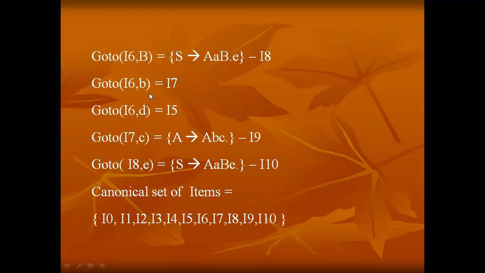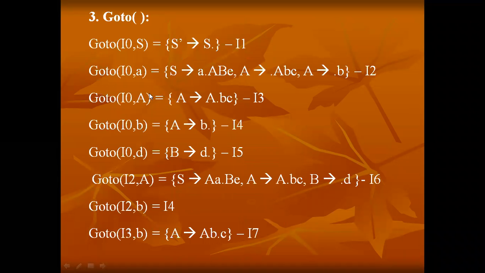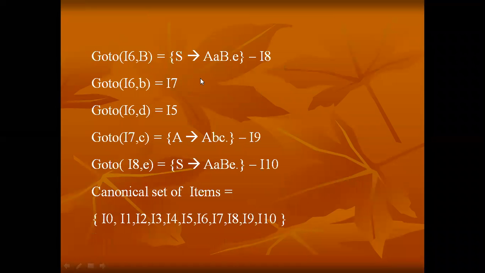And see, goto of I6 with B. This was already a completed processing rule. I6 with B is A dot BC, right? And if I call I6 with B, then the production is A B dot C. That means it is already in I7. So I am just writing I7 like this, not repeating the production rule again and again. I am just taking the item number there itself, right?